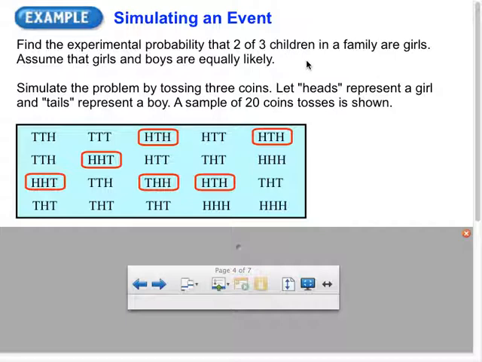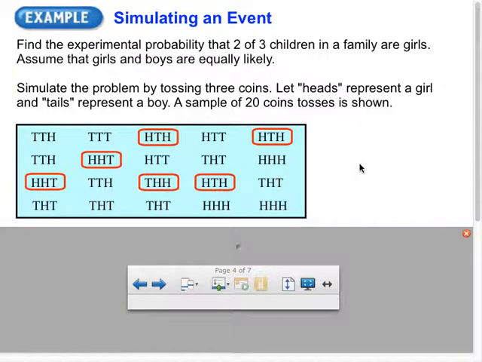Now, you have to look at the way the question's worded. It says 2 out of 3. It doesn't say 2 or more. Do you see how that would change your problem? It says 2 out of the 3. If it said 2 or more, that means it would include the possibility of all 3 being girls. Do you understand? It just says 2. So you have to read what the question's asking you.